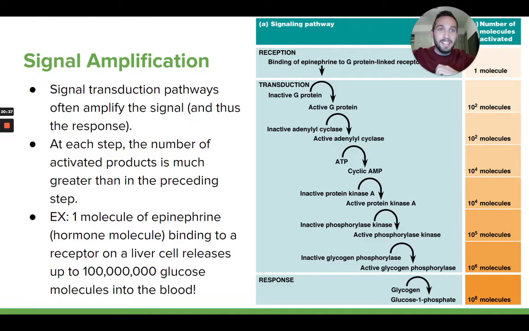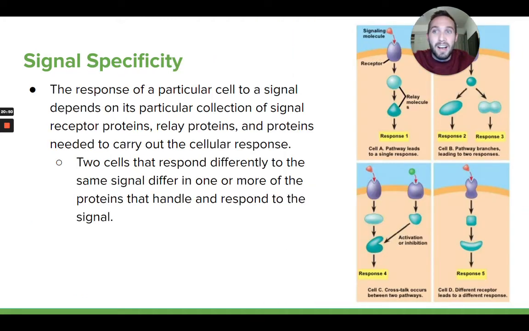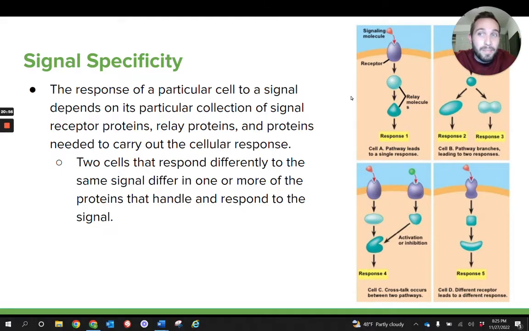So know that that's one benefit of these signal transduction pathways: they hugely amplify a signal that's received by a cell to end up with a big cell response. It also allows the cell to have a specific response to a signal.